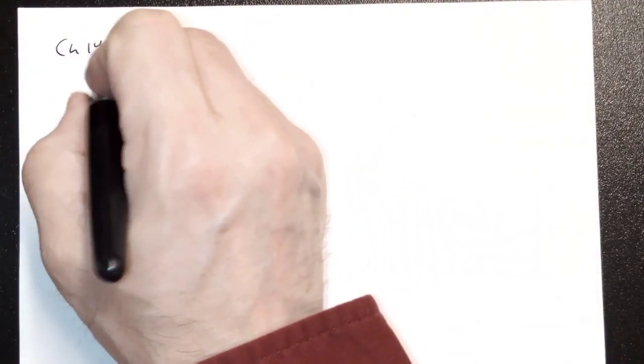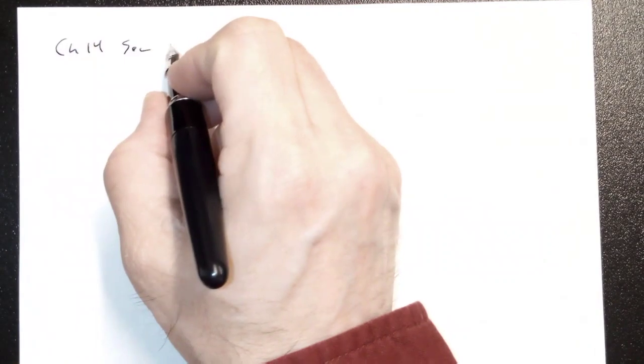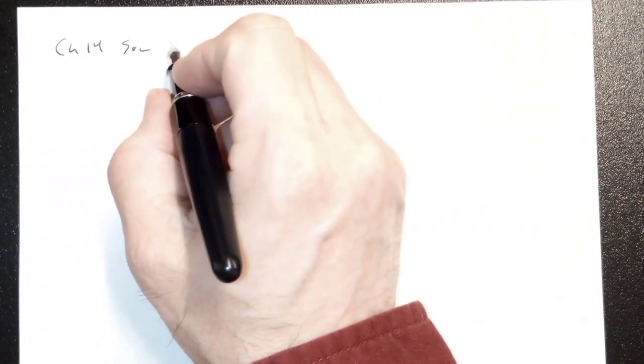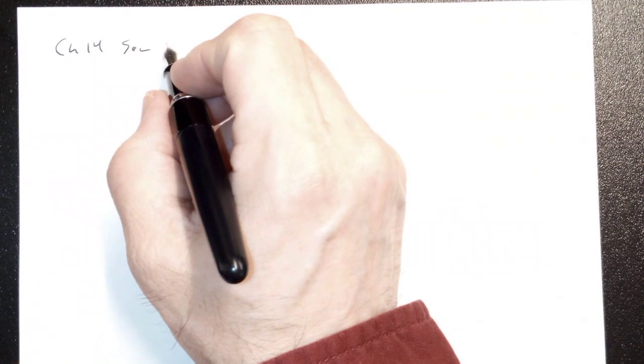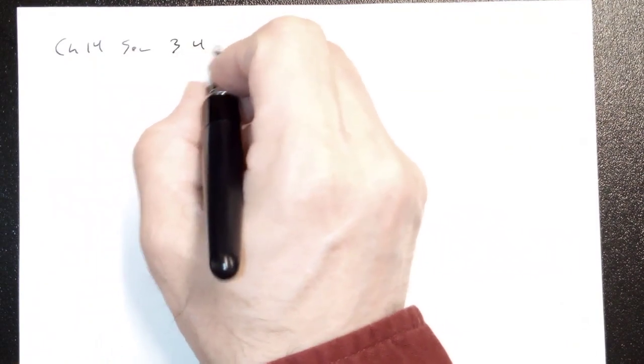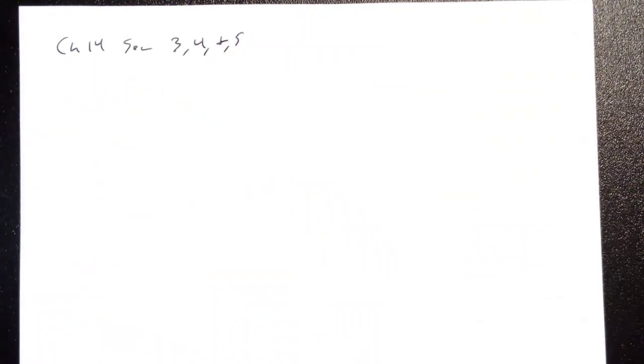Problem 14.4. It asks about whether it's differentiable, right? And then we'll... This is sections 3, 4, and 5, right? Sections 3, 4, and 5. Determine why the function is differentiable.